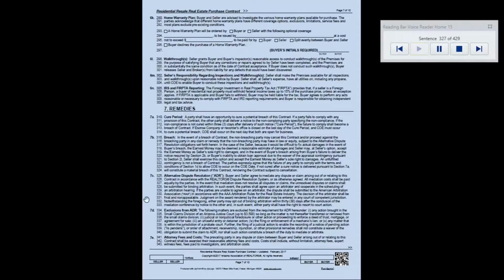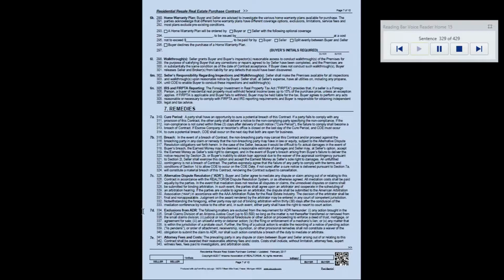Judgment on the award rendered by the arbitrator may be entered in any court of competent jurisdiction. Notwithstanding the foregoing, either party may opt out of binding arbitration within 30 days after the conclusion of the mediation conference by notice to the other, and in such event either party shall have the right to resort to court action.